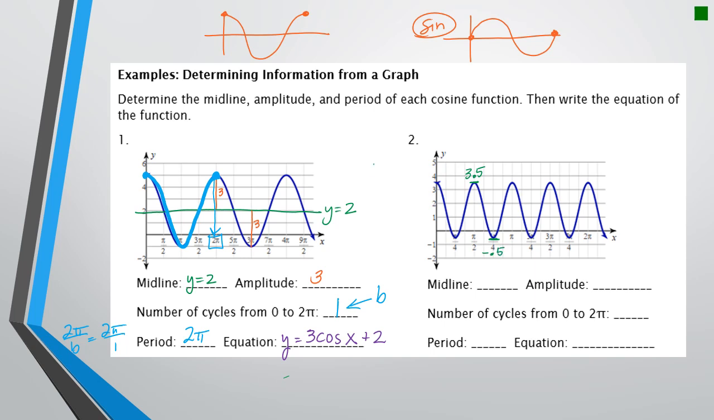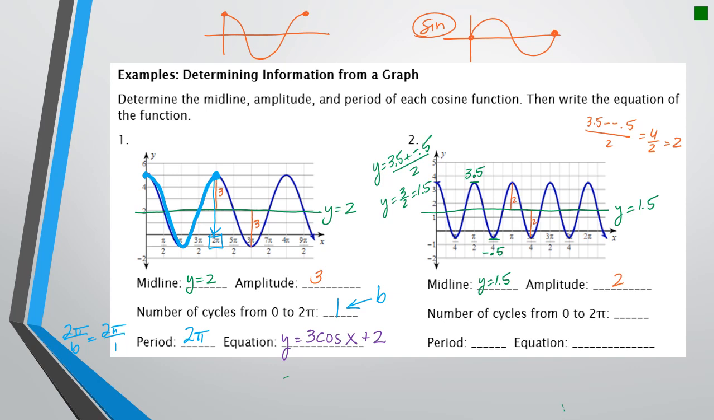So the formula for midline is to take your top value plus your bottom value, which is negative 0.5, and divide by 2, which would give you 3 divided by 2, or 1.5. So y equals 1.5 would be your midline. And you can draw that in and make sure that everything looks right. And then for amplitude, it's the same formula as midline, but now we're going to subtract. So it's going to be 3.5 minus negative 0.5 over 2, which is 4 over 2, or just plain 2. So what that tells you is from your midline, you're going up 2 boxes and down 2 boxes.